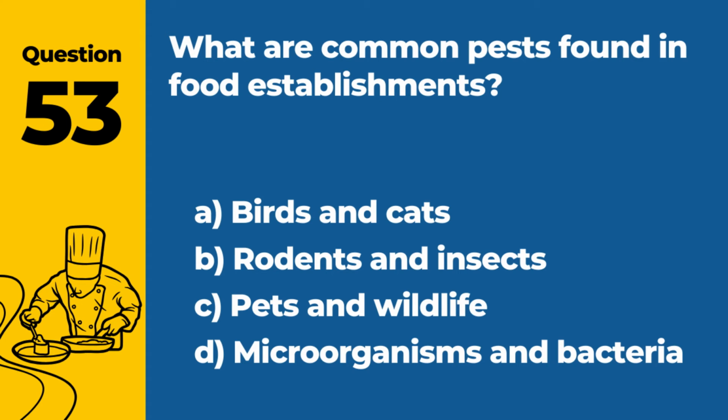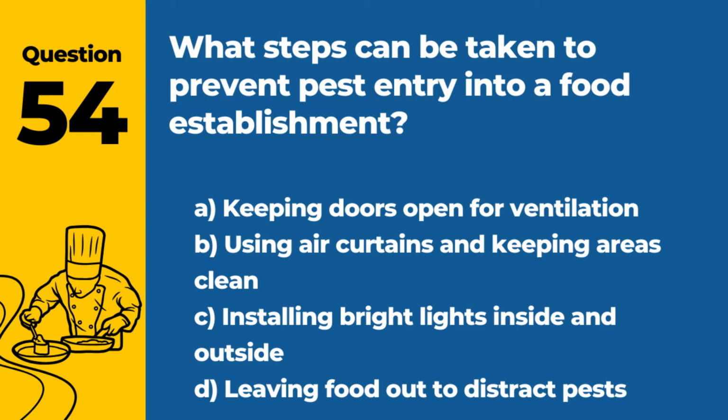A. Birds and cats. B. Rodents and insects. C. Pets and wildlife. D. Microorganisms and bacteria. Answer. B. Rodents and insects. Common pests found in food establishments include rodents, like rats and mice, and insects, like cockroaches and flies. Question 54. What steps can be taken to prevent pest entry into a food establishment?